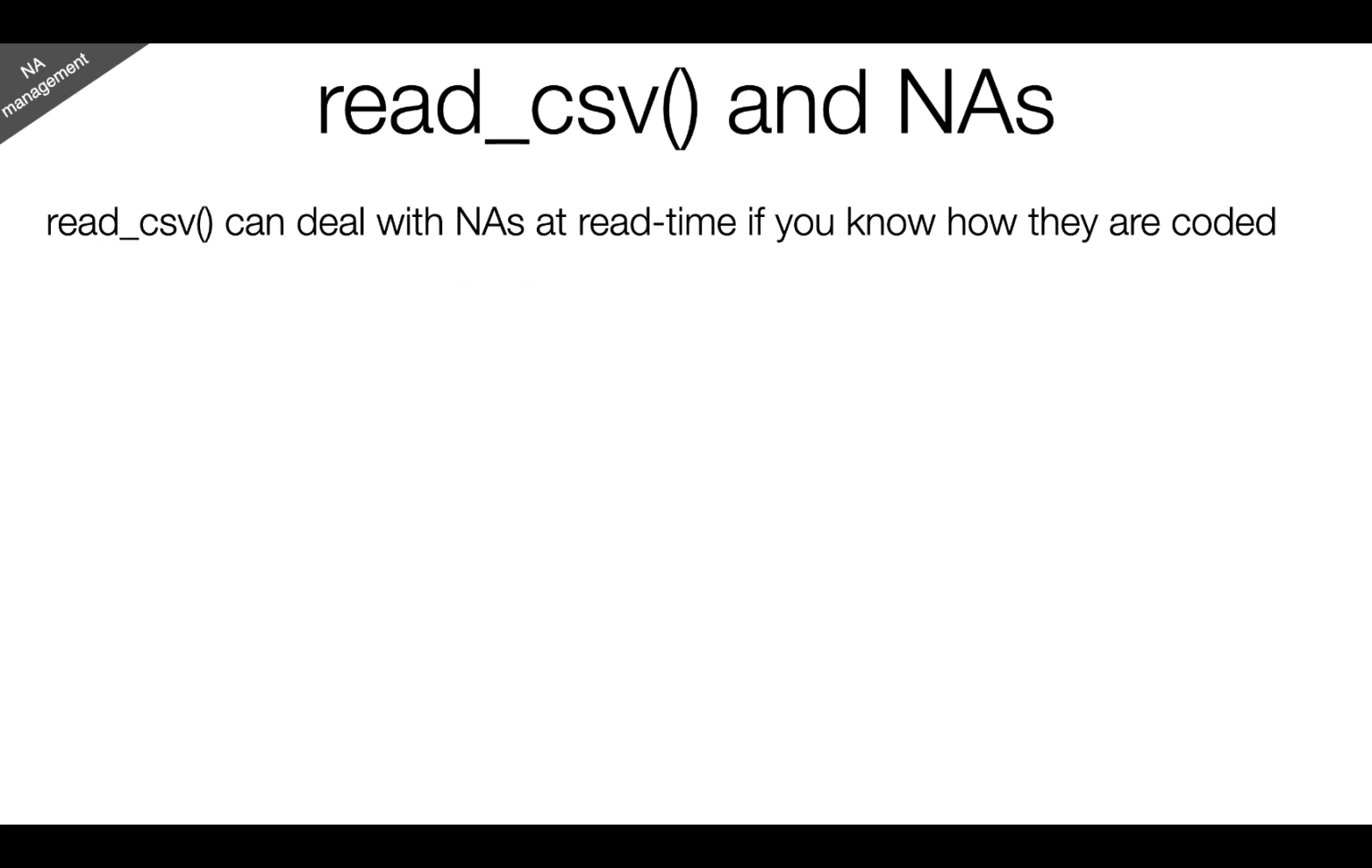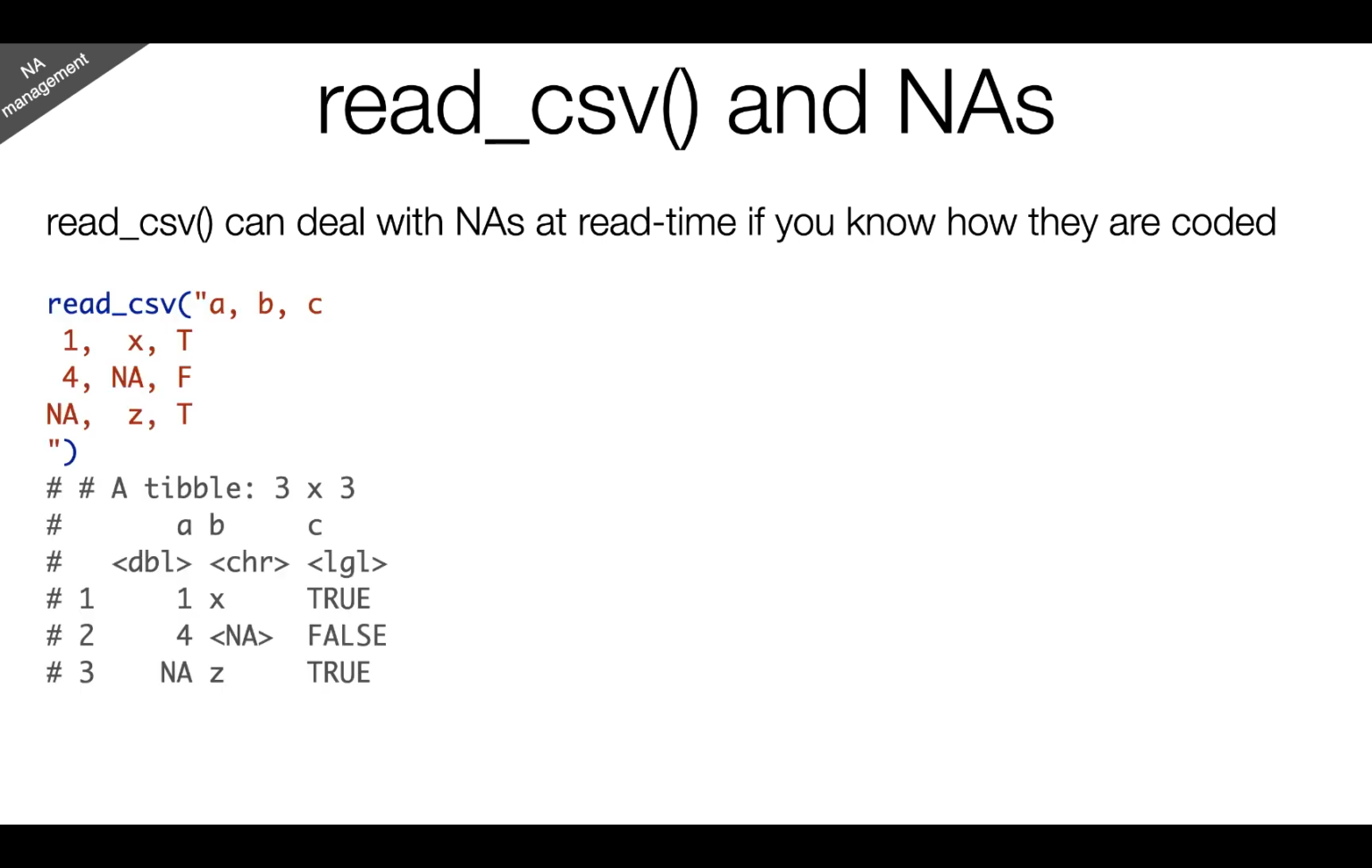So if there are NAs in your data set and you know how they're coded in advance, you can deal with them that way. Here's an example where there are 2 NAs in the data set and they come in the way that you would normally see them in R. So they're just capital N, capital A, capital N, capital A in 2 different places, okay? When you read those in, read_csv is smart enough to know, okay, those are missing values and I'm going to code them like that, okay?